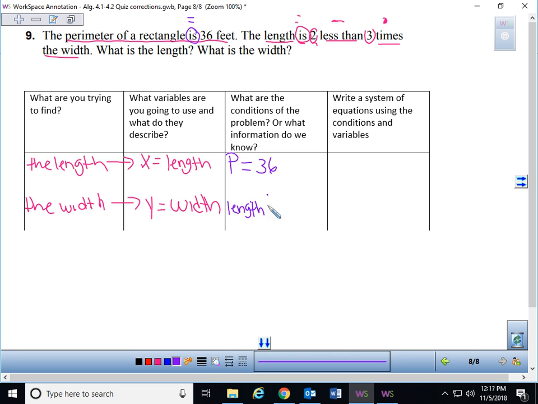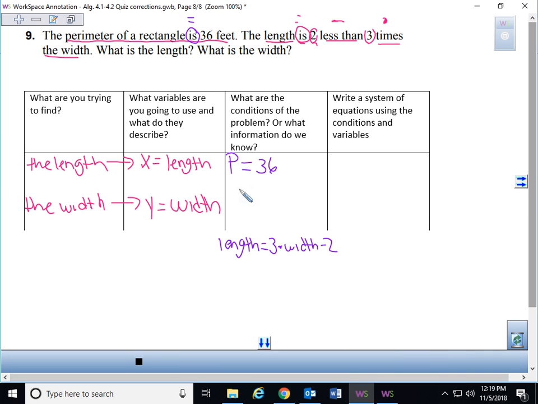The length equals 2 less than 3 times the width. So that means 3 times whatever that width is. Let me write this down here. Length is 3 times the width and take away 2. I'm taking away 2 less than that. Okay, there's still some other information.